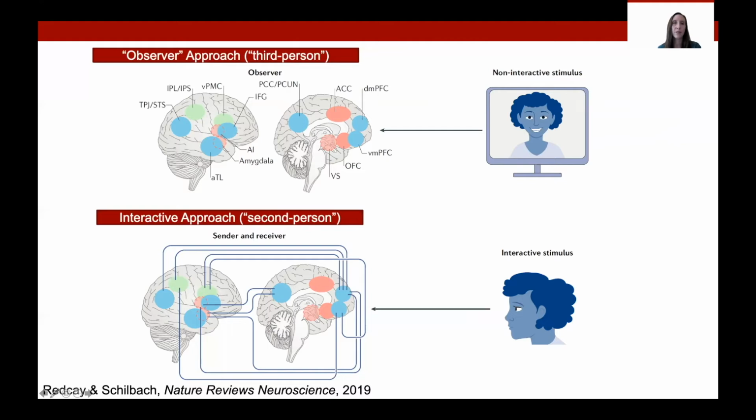So the observer approach, also known as a third person approach, is where you present a person in the scanner with an image or video of a non-interactive social stimulus. An interactive approach instead engages that participant in a real-time social interaction. And this work is showing that there's evidence for greater functional connectivity within and between regions of the social brain when engaged in that interactive context compared to the observer approach when you're just viewing that social stimulus.